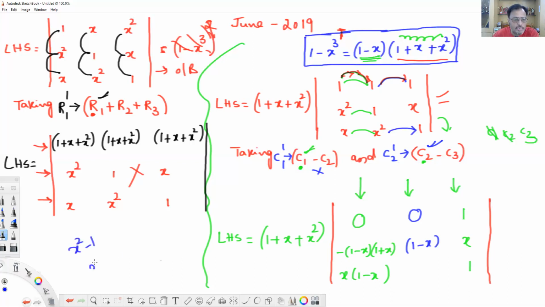x square minus 1 you can write as x minus 1 into x plus 1. Here, x minus 1 is minus of 1 minus x, I'll write into x plus 1. That means directly I will simplify it here. Minus 1 minus x into x plus 1.